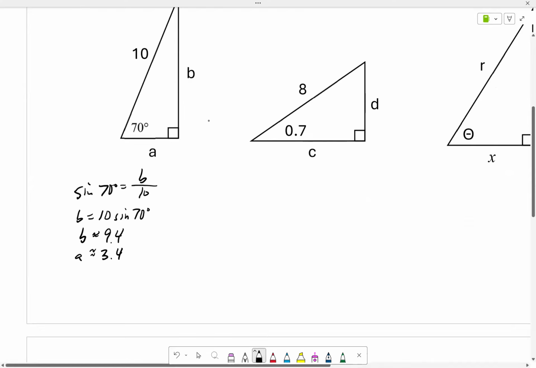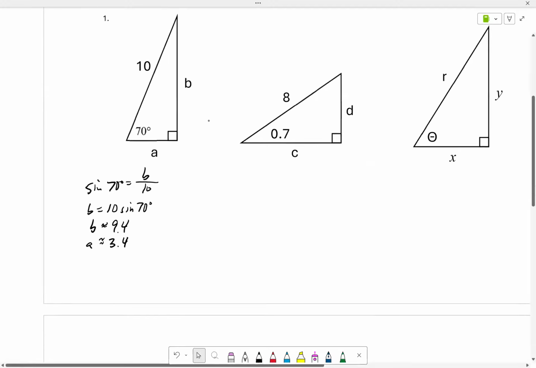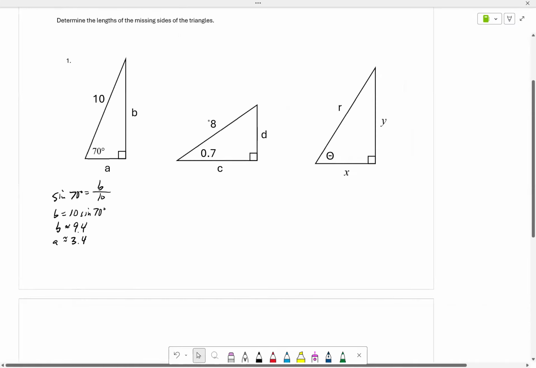Are we good? And of course, we could go back and double check and we notice, oh, that 9.4 is reassuring because B is bigger and it should be bigger because B took on a pretty big angle, right? Okay. Moving on. Lee, thank you for your help.